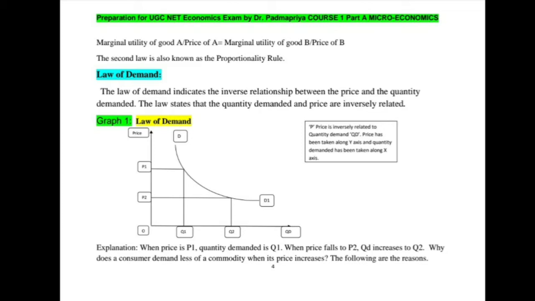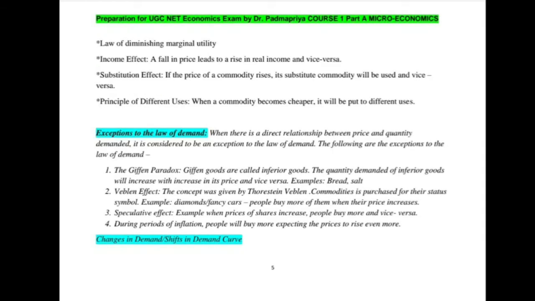The law of demand indicates the inverse relationship between the price and quantity demanded. That is, as the price is more, the quantity demanded will be less, and when the price is less, quantity demanded will be more. Here in graph number 1, we can observe that the curve DD1 is downward sloping, going from left to right, which indicates the inverse relationship between price and quantity demanded. When price is P1, quantity demanded is less at Q1. When price is less at P2, quantity demanded is more at Q2. So this concept is based on certain things like the law of diminishing marginal utility, income effect, and substitution effect.